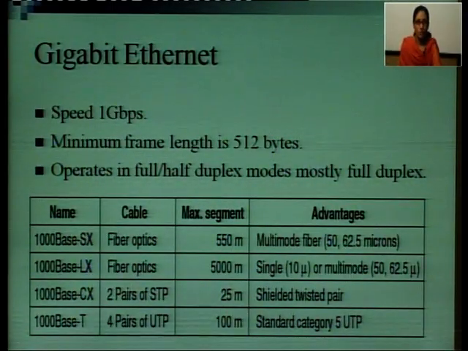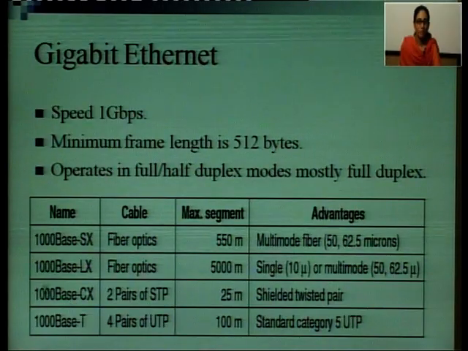So only the speed is changed, that is it becomes 1000 Mbps or 1 Gbps, and the minimum frame length is 512 bytes. We can operate this gigabit Ethernet in two modes, full duplex or half duplex. Mostly it is used in full duplex, meaning both can send and receive data at the same time.